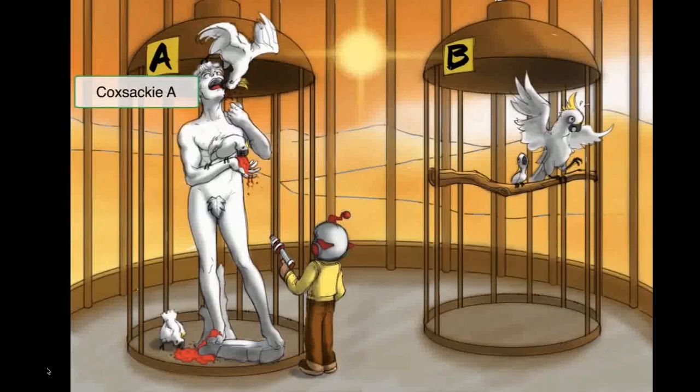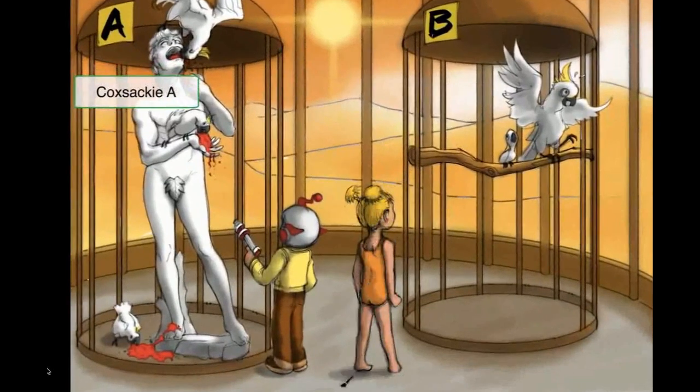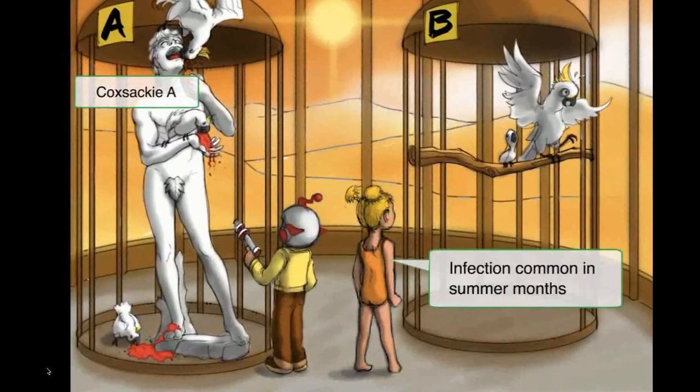Coxsackie infections most often occur during summer months, so we'll add a little girl here in a bathing suit to help you remember that this is summertime. I always had trouble keeping the season straight for various viral illnesses, so hopefully this makes it pretty easy.